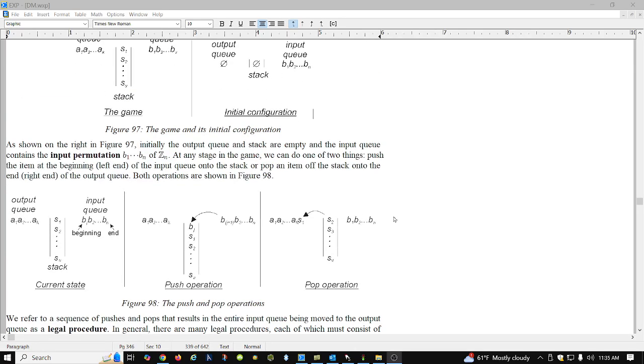Now at any stage in the game, we can do one of two things. And that's illustrated here. Here again is the input queue. The beginning is over here. The end is on the right. Same thing for the output queue. We can do a push operation. So we take the next item on the input queue and we push it onto the stack. Okay.